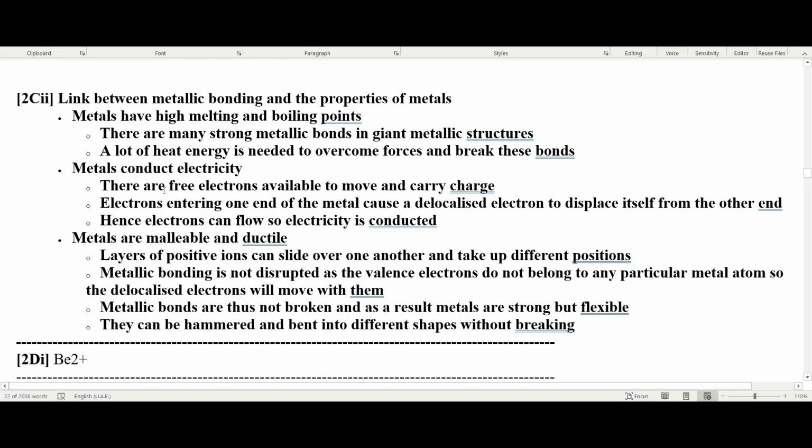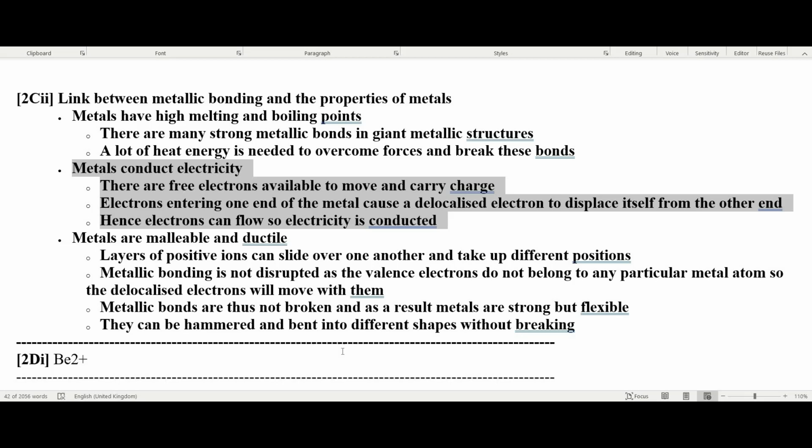We are just focusing on this point, right? Metals conduct electricity. Why do they conduct electricity? Now these metallic elements will conduct electricity because there are free electrons available to move and carry the charge. Electrons entering one end of the metal causes a delocalized electron to displace itself from the other end. Hence electrons can flow, so electricity is conducted.